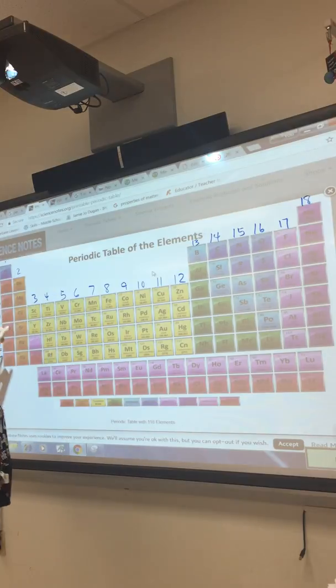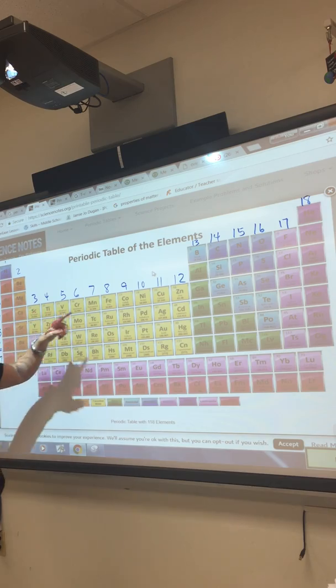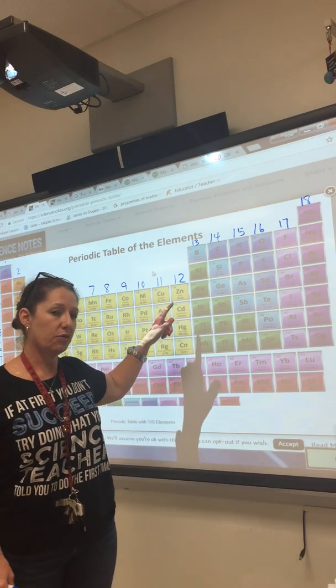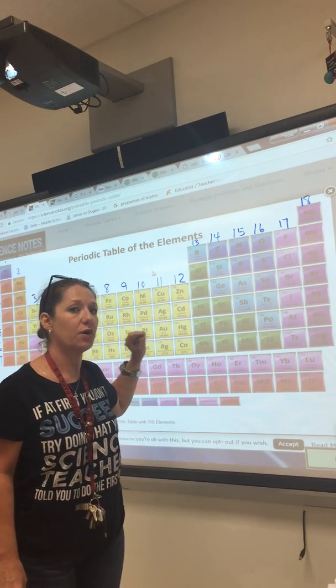Okay? Here we have our alkali metals, highly reactive. They only have one valence electron. Here in group 2, we have our alkaline earth metals. They have 2 valence electrons. Okay, groups 3 through 12 are our transition metals. Okay, we're not going to worry about those right now.